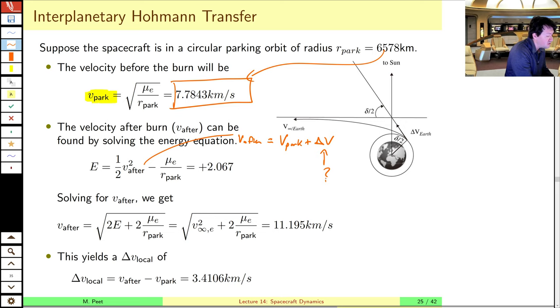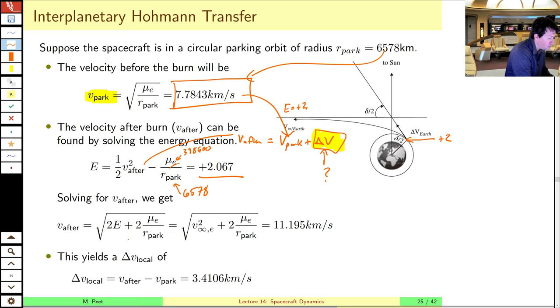If we want the energy after our burn to be plus 2.067, plus two, energy conservation. What is not known here? This is 6578. This is 398600. Hey, I remembered it. This is the Earth's, of course. And so the only unknown here is this delta V. Everything else is known. And so then we just solve for the delta V.